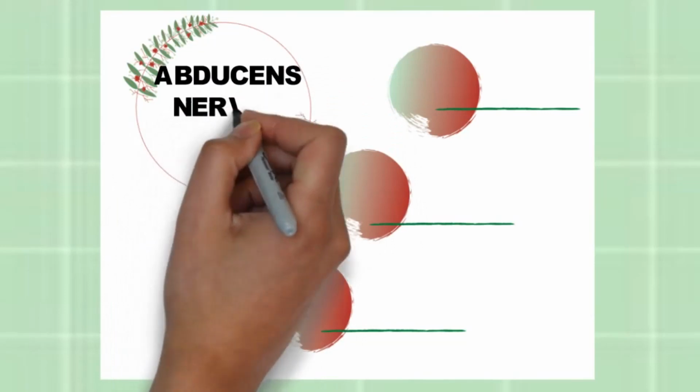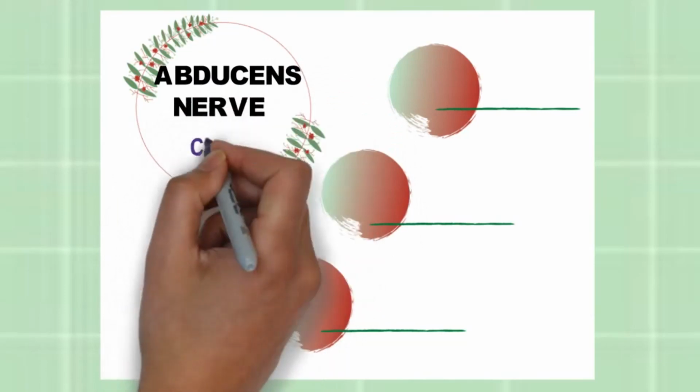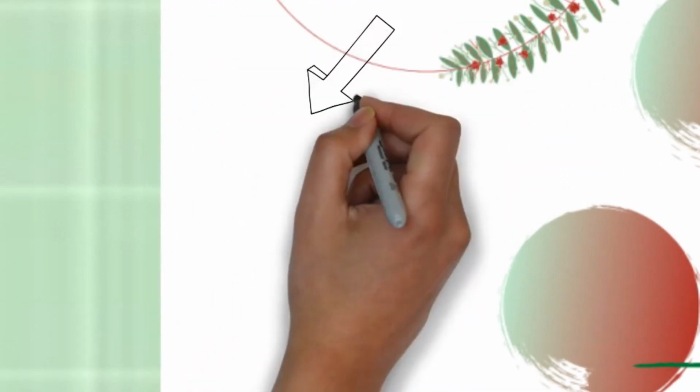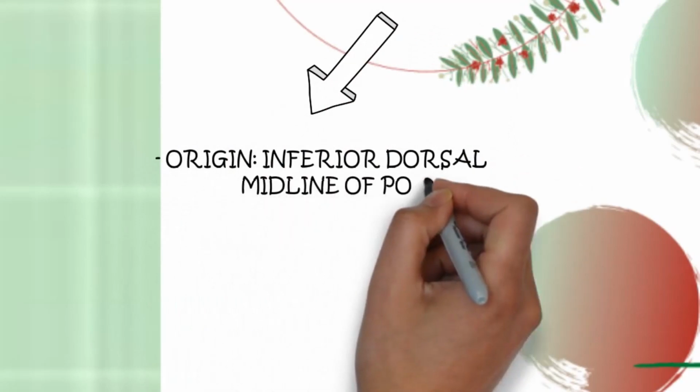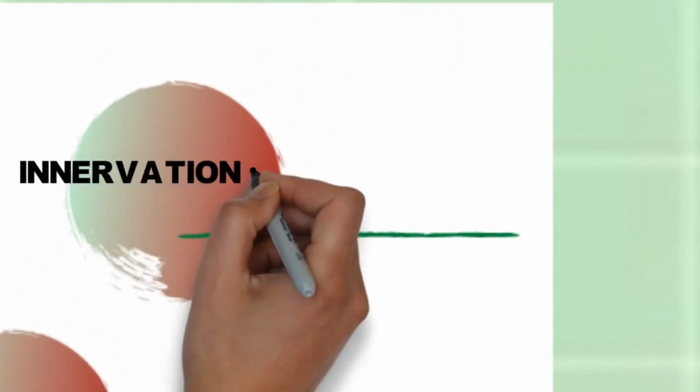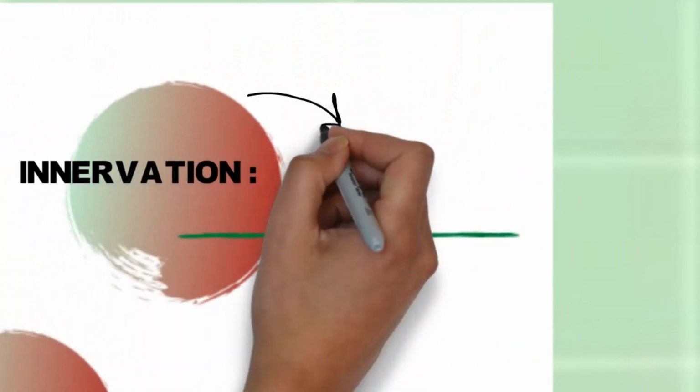Third, we look into abducens nerve, or we call it cranial nerve number 6. It originates from the inferior dorsal midline of pons and coordinates the ipsilateral and contralateral eye muscles. Here is the pathway with the supported anatomy of the nerve.